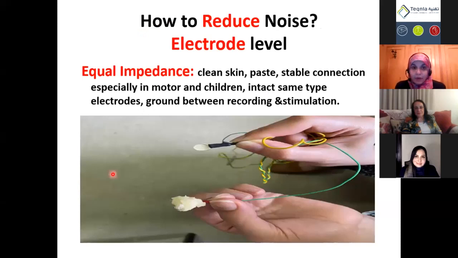To equalize the input, it means that you have to check for equal impedance. Impedance is the resistance to the current flow. You want equal impedance. Of course, this picture is a demonstration of unequal impedance. We don't do this at all. It is just a demonstration of how, if you have unequal inputs, you will get this noise. So you have to use the same cable types and the same amount of gel between them. You have to clean properly so that they carry the same signal.